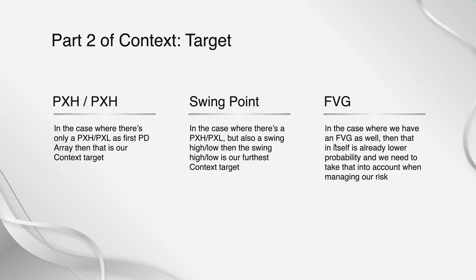Then we also have a case, and this is the last case, where we have an FVG. In the case where we have an FVG as well, that in itself is already low probability, and we need to take that into account when managing our risk. So what I'm referring to there is an FVG that has not been traded back into, of course. So let's go over the different examples and what I mean by it as well.